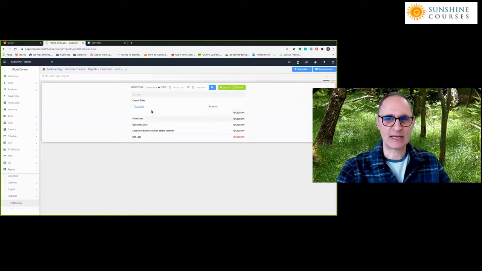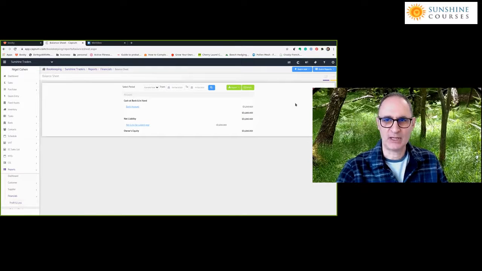So the profit and loss account shows purchases of £1,200 because that's what it cost us. And if we look at the balance sheet, it simply shows a bank overdraft of £1,200 with no other assets or liabilities. I'm just going to go back to the profit and loss account to reinforce the point.